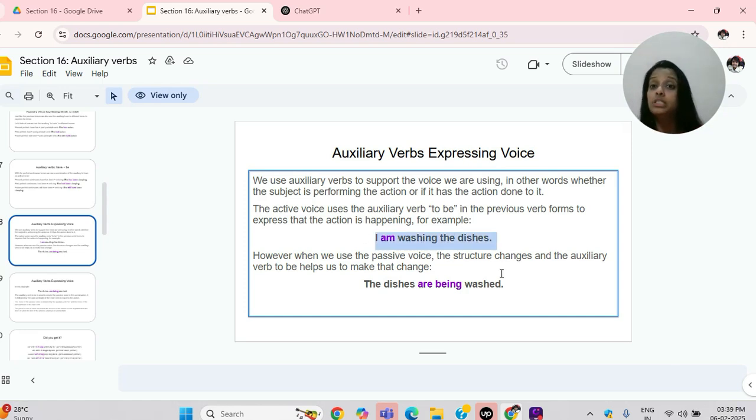However, when we use it as a passive voice, the structure changes slightly, right? And the auxiliary verb to be helps us to make that change. So here, the dishes are being washed. So here I'm using the auxiliary verb am when it comes to active voice. The same when it is coming in passive voice, it's like are being washed.